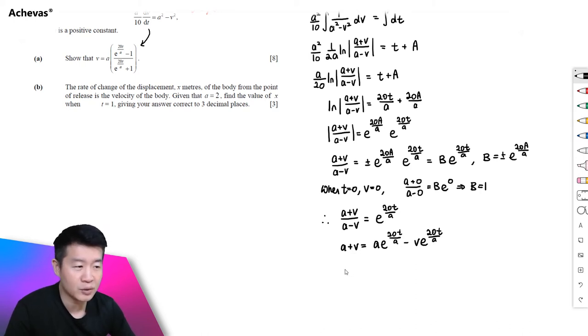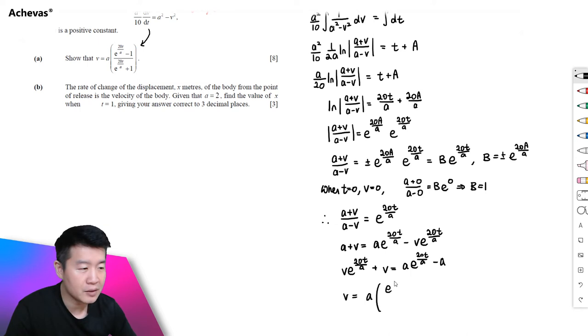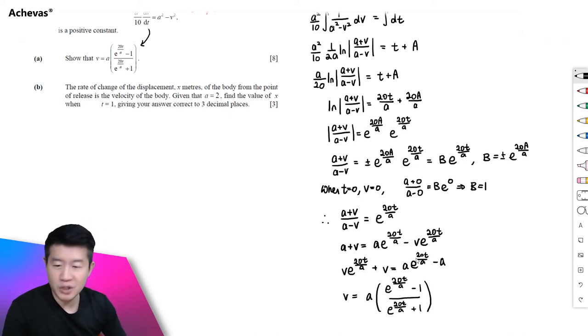And then I'll bring the V over to the left hand side. So V e to the power of 20 T over A plus V is equal to A e to the power of 20 T over A minus A. Now if I factorize out V, then bring this over to the other side, and factorize out A also, we have V equals A of e to the power of 20 T over A minus 1 divided by e to the power of 20 T over A plus 1. Okay, which is what the question wants us to show.